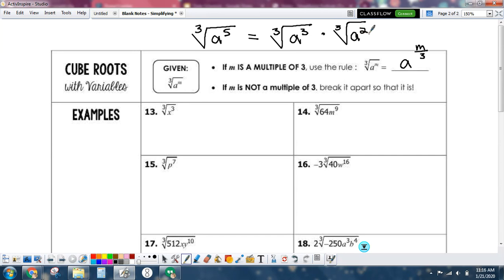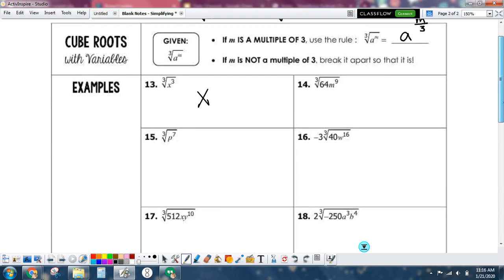Okay? So that's kind of what we're looking for. We're just looking to subtract either 1 or 2 instead of last time it was just 1. This time it's 1 or 2 in order to get to our multiple of 3. So for the first one, we have the cube root of x cubed. Now 3 is a multiple of 3. Okay, so 3 divided by 3 is 1. So our answer is x. Now, I'm going to go ahead and write out the perfect cubes for you.